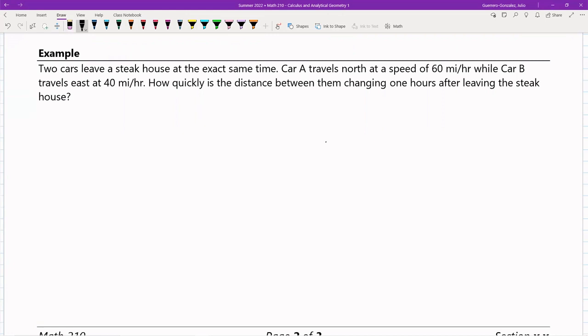So I'm going to do step 1 here. Step 1 is to just draw a picture. Believe me, it might sound a little corny, but it'll help. So here's my picture. I'm just going to draw an X and Y axis. Here's the steakhouse.